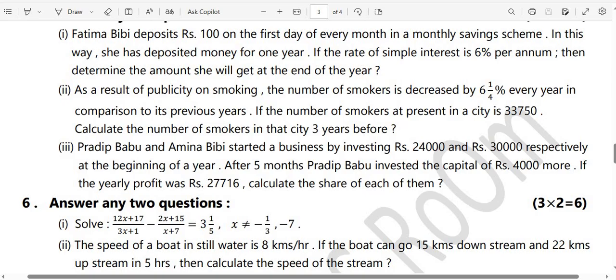6. Answer any two questions. 3 into 2 is equal to 6. Each question carries marks 3.